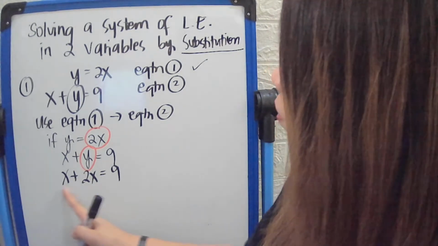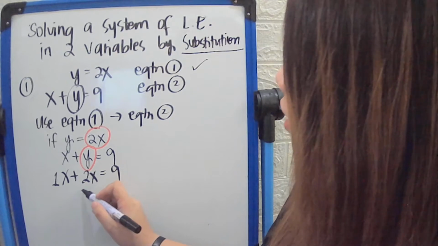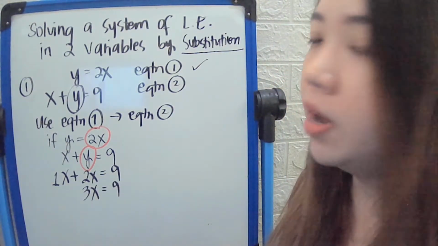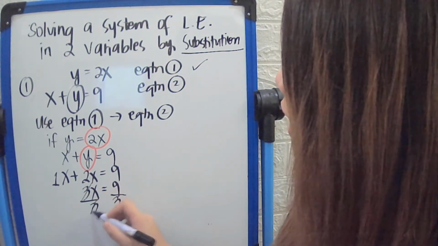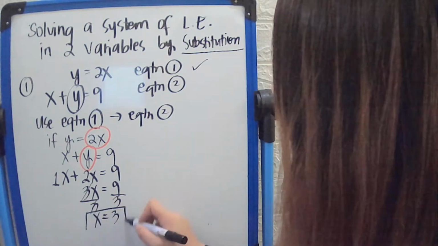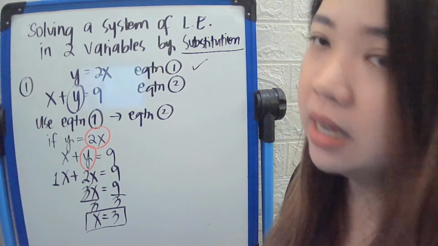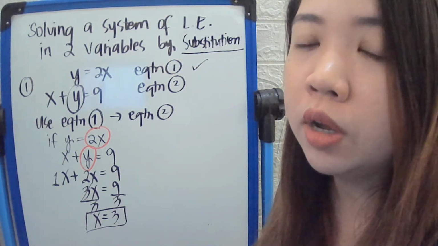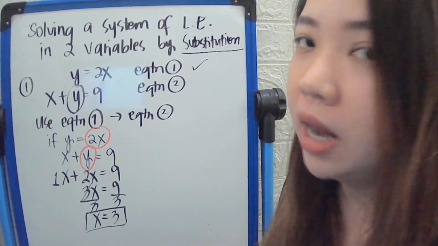So, here, we can solve this kasi ito ay may 1. 1 plus 2 ay 3, then copy x. On this part, you will divide both sides by the number before the letter para ma-cancel out. So, your x here is 9 divided by 3, that is 3. Now, meron na tayong value for x already. Ang target kasi natin dito is to identify the solution. So, ang solution ay ordered pair. So, meron ka ng x value. Ang kulang na lang ay y value.